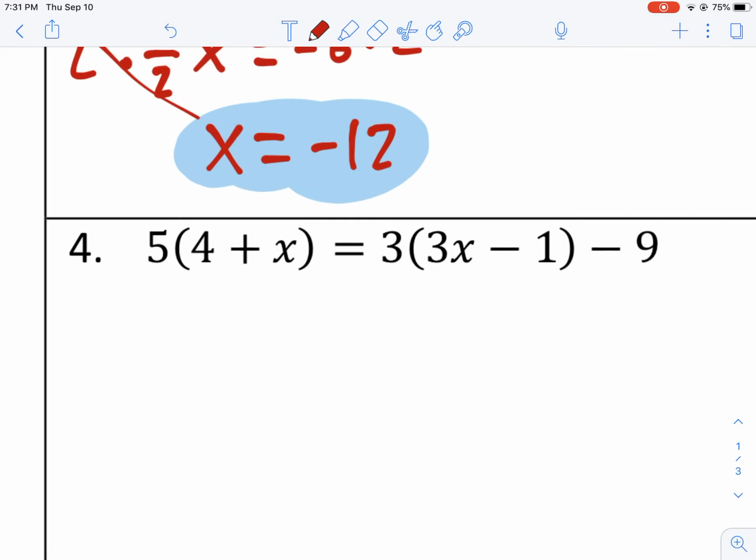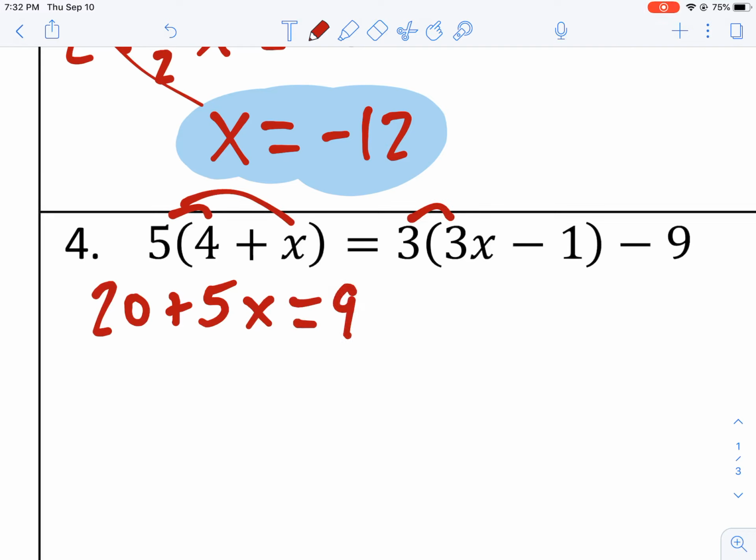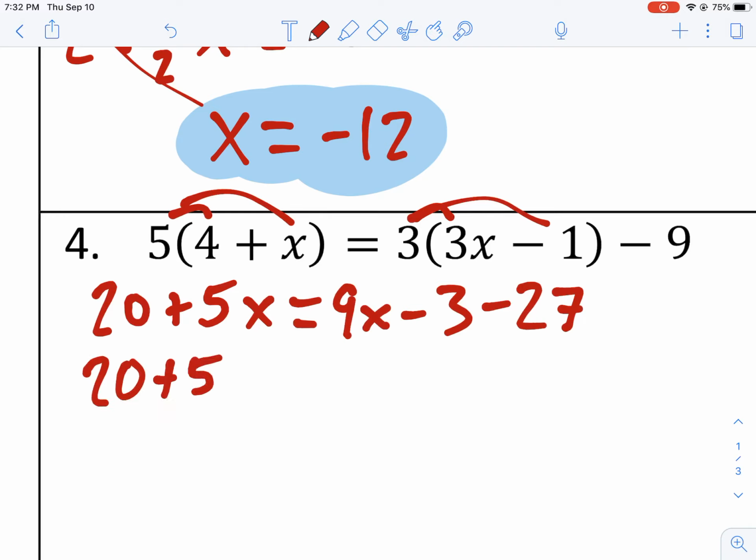Number 4, we just have more distributive property, this time on both sides. So again, 5 times 4 is 20. 5 times x is 5x. Make sure you distribute to both numbers in the parentheses. We have 3 times 3, that's 9x. 3 times negative 1 is negative 3. 3 times negative 9 is negative 27. We got some combining like terms right here that we need to do. So this will stay the same, and then negative 3 minus 27, that's minus 30.